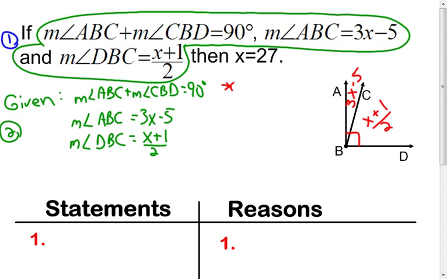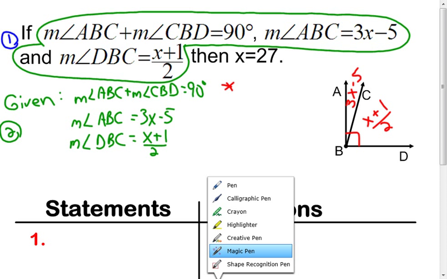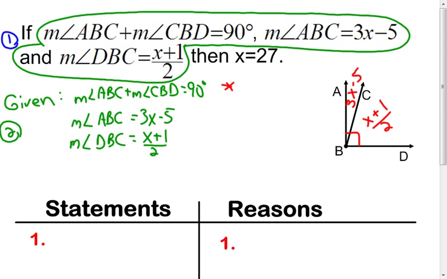Now I've taken everything that's in my given information, I've put it into my picture, and sometimes there's things that you're going to be able to notice from there that you could mark up. In this case, there's nothing else to mark, so I'm going to move on to step four. Step four was to state what you're trying to prove. And remember, if you have your if-then statement, this can be found in your conclusion. So I'm going to find what's in the conclusion. Well, my conclusion is x equals 27. So what I'm trying to actually prove in here is that x equals 27.